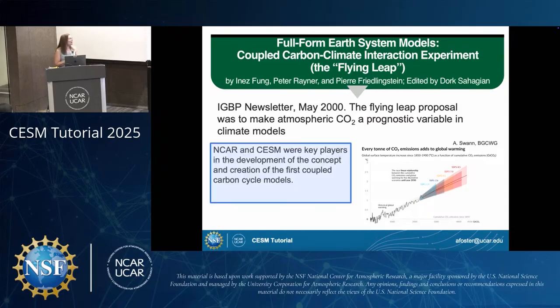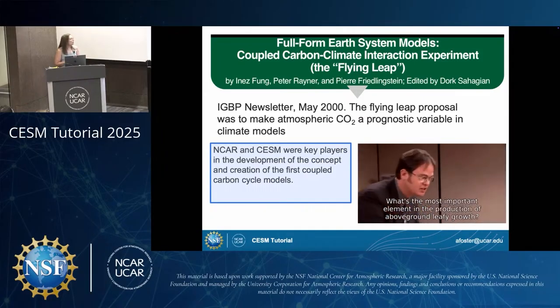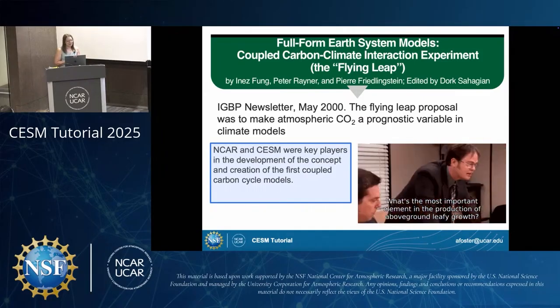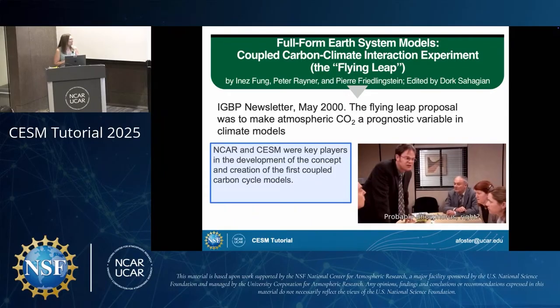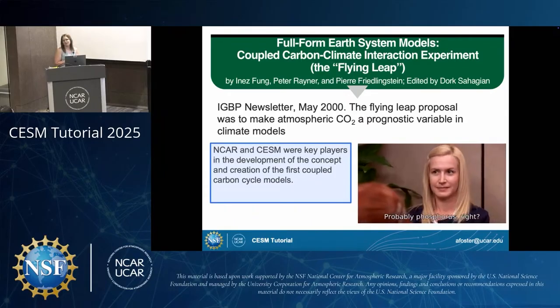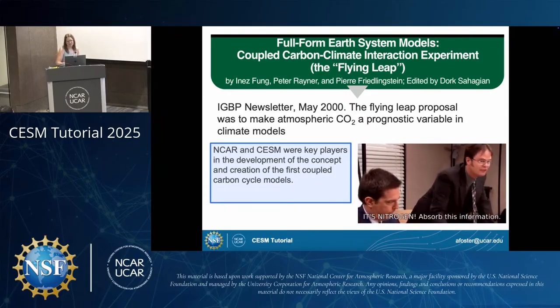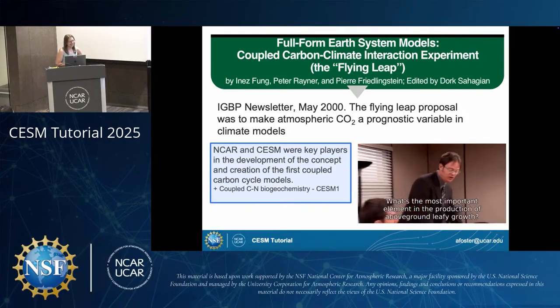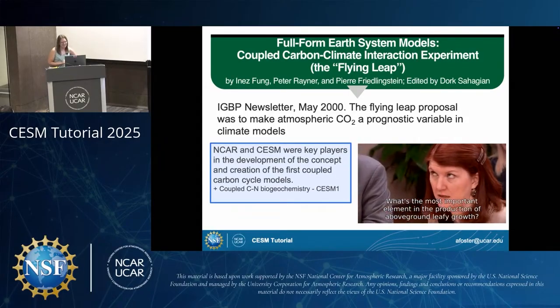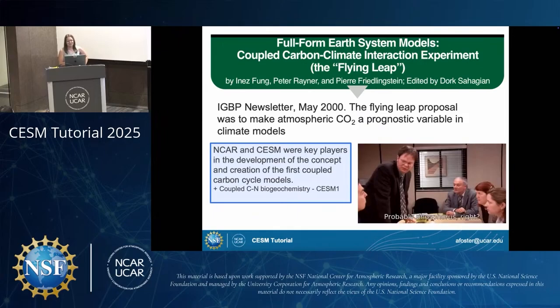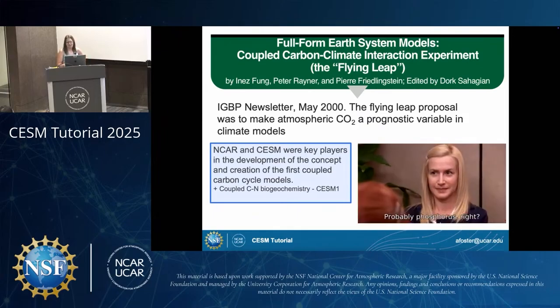Both NCAR and CESM were key players in the development of the concept and creation of the first coupled carbon cycle models. And since then, we've been improving the models. So, okay, pop quiz from Dwight Schrute. What's the most important element in the production of above ground leafy growth? Probably phosphorus, right? Wrong, it's nitrogen, okay? Absorb this information. In CESM, we were the first Earth system model to include nitrogen in our carbon cycle predictions.